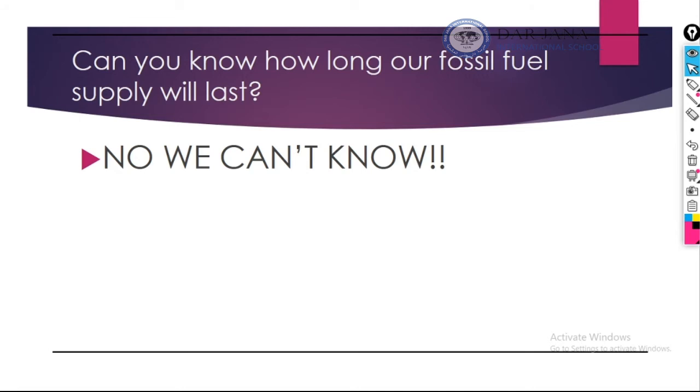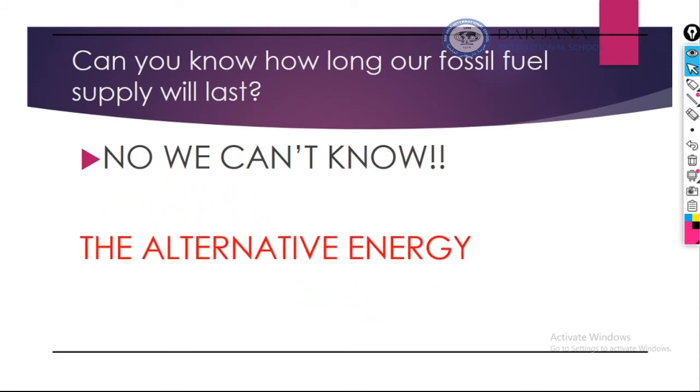Here we should ask ourselves, can we know how long our fossil fuels supply will last? No, we can't. No one knows how long our fossil fuel supply will last. That's why scientists are always looking for ways to produce energy. These are called the alternative energy sources. So alternative energy sources are other ways that could be used to produce energy instead of the fossil fuels that will not stay forever.